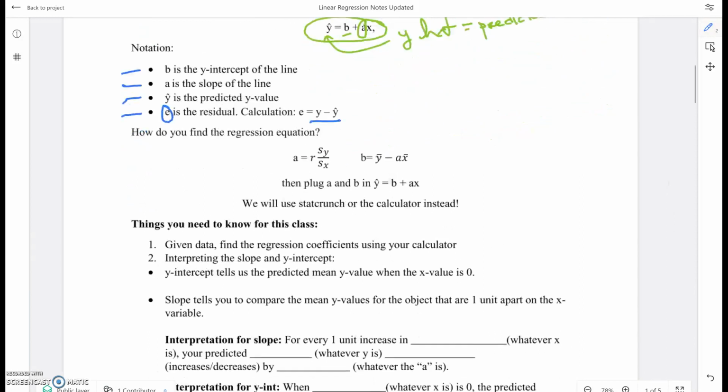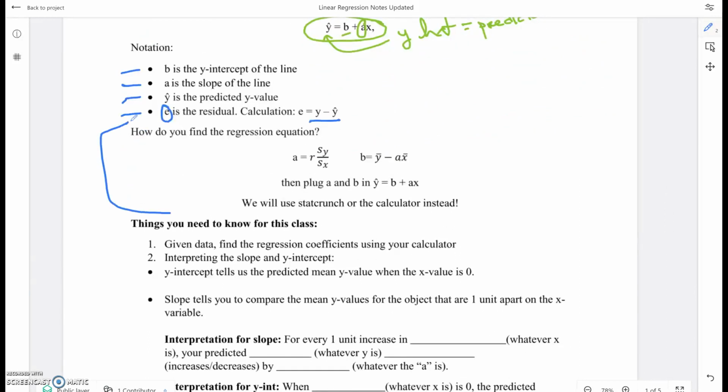Okay, now how do you find the regression equation? This is kind of not really important, but I'll go ahead and just say it anyway. These are the formulas that we use. We will not use them, okay? Because instead, we are going to use StatCrunch or a calculator in order to find a and b. We're not going to use any formulas by hand. It's horrific. It's not great. Okay, so notice x and y are going to be given. The x values and the y values, the points are given to us.